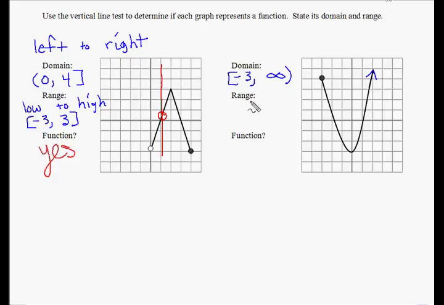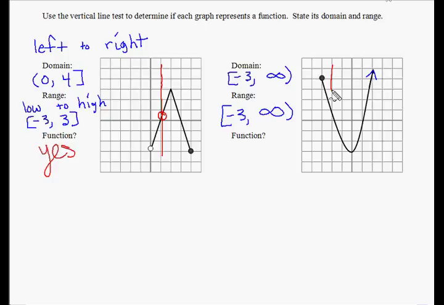Range, always write down how low it goes first. And the lowest point to this graph is way down here at -3, and that is also included. And how high the graph goes, again according to this arrow, we won't go with just this point because the arrow indicates it'll go up forever. So that's also infinity.